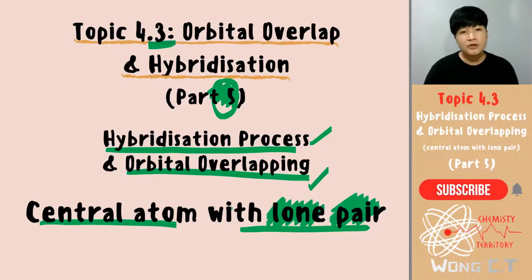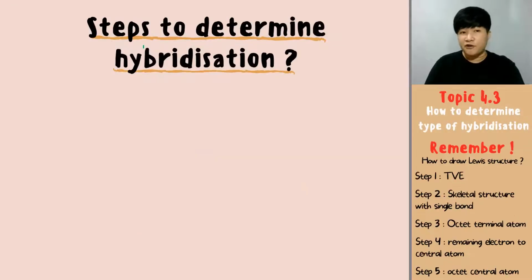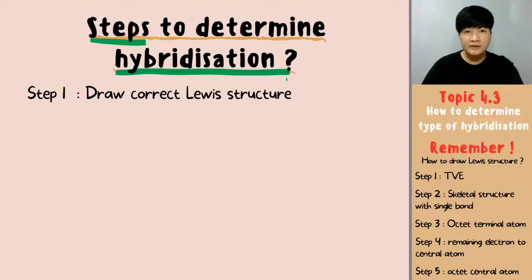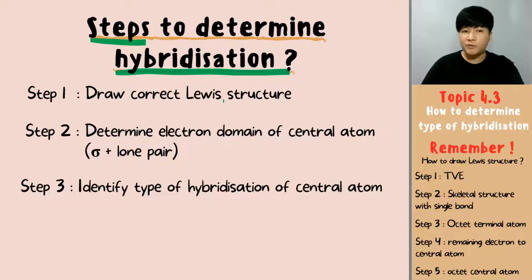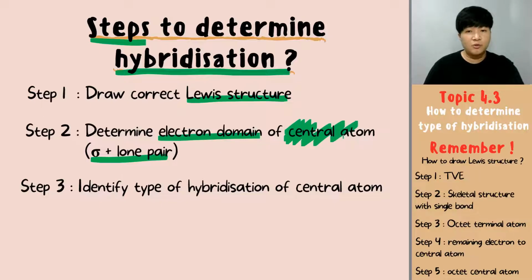When the central atom has a lone pair, what would happen to the hybridization process? What would change in the orbital overlapping? Let's see. Of course, before we start, you must know the hybridization of the central atom according to the following steps. As always, step 1 is to determine the Lewis structure so that you can determine the electron domain of the central atom by using sigma plus lone pair. Bear in mind, we only check the central atom. From there, you can determine the type of hybridization of your central atom.